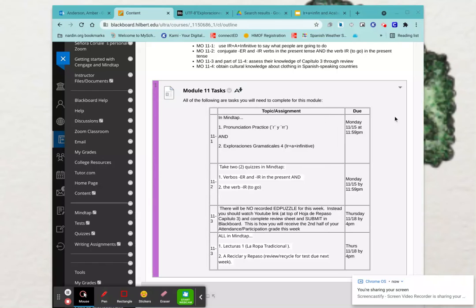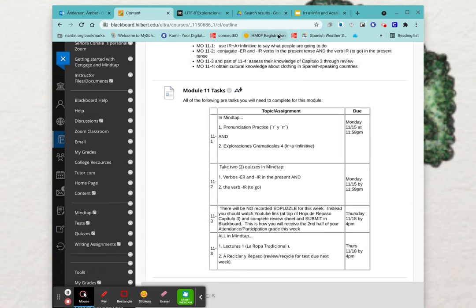Hola clase, I am in module 11 just to go over what's due for Monday. So we're going to do pronunciation practice in MindTap and also ir a plus infinitivo in Exploraciones Gramaticales 4. We'll be learning that today in Edpuzzle. Also, you have 2 quizzes in MindTap, one for ER and IR verbs in the present and one from the verb ear that we just studied.